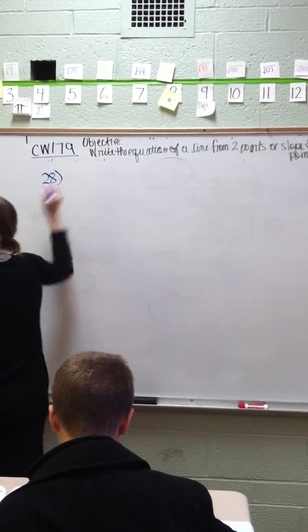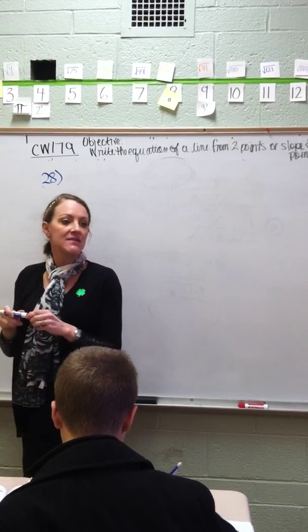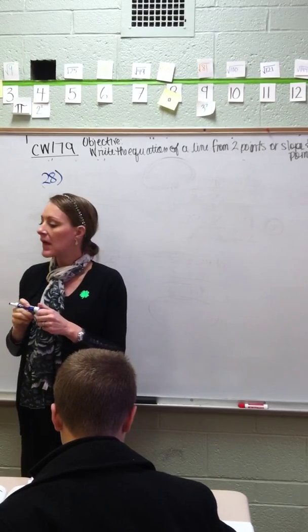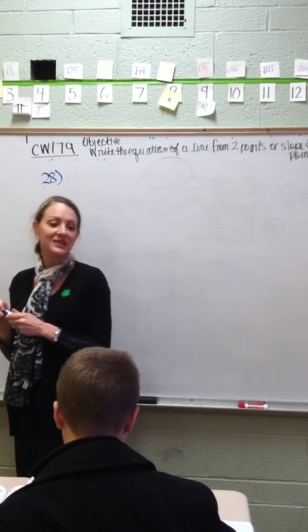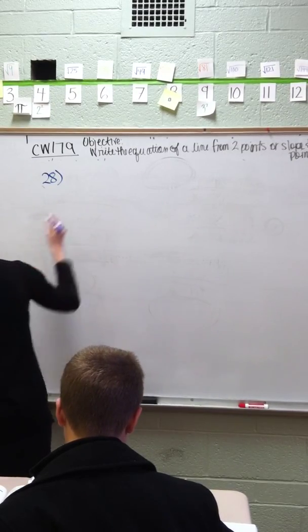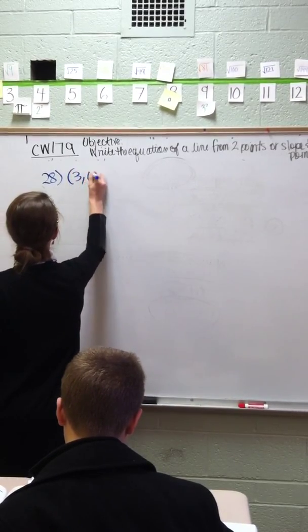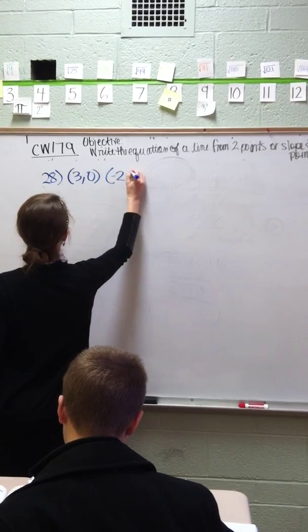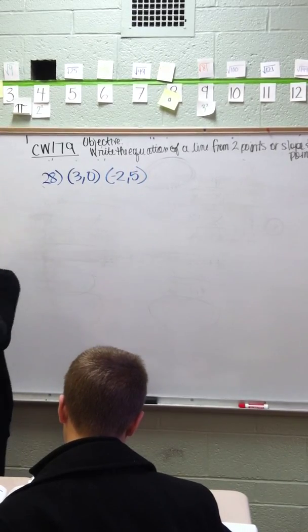Okay, 28 gives us what? What does 28 give us, Aiden? What did you read on? 372. Written exercises. All right, Rose, what do they give us? 3 and 0 and negative 2 and 5. 3, 0, negative 2, 5. They give us 2 points.